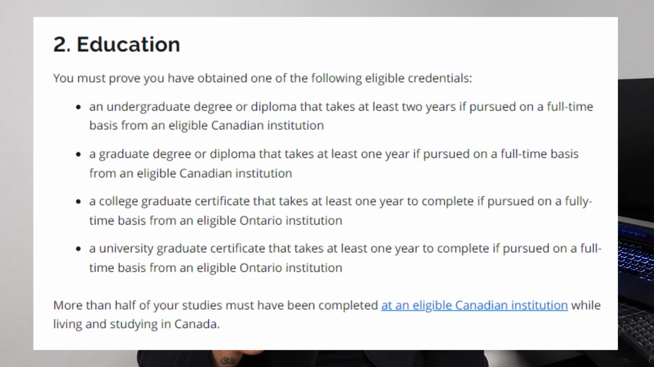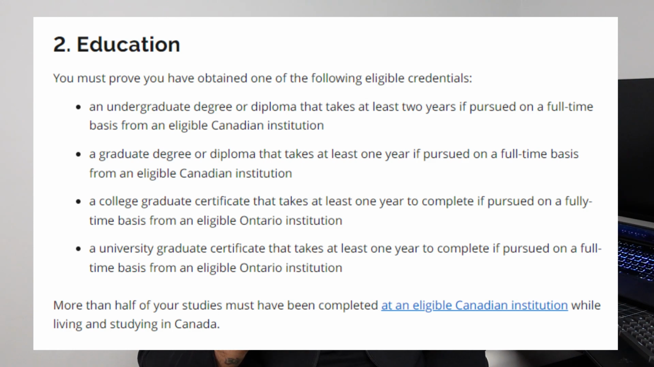You should have completed one of the following eligible education credentials, which will include either an undergraduate degree or diploma that at least takes 2 years if pursued on a full-time basis from an eligible Canadian institution. That means a full-time 2-year degree or diploma. A graduate degree or diploma that takes at least 1 year if pursued on a full-time basis from an eligible Canadian institution. So that is one. A college graduate certificate that takes at least 1 year to complete if pursued on a full-time basis from an eligible Ontario institution. So the keyword is Ontario institution.